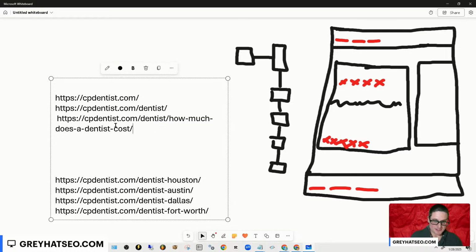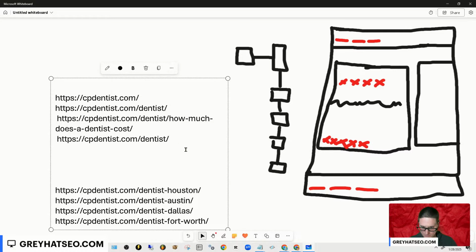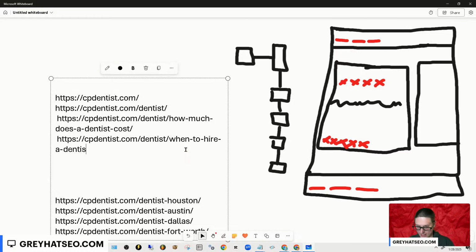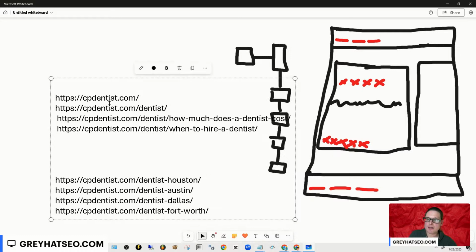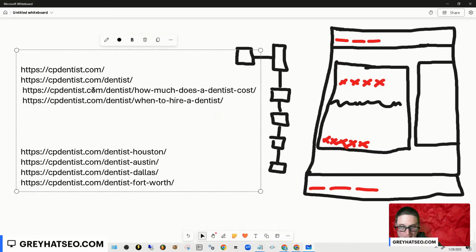With that being said, this is where you're going to, how much does it cost? Right? I'll do one more example. All right. Control C. I'll do one more example here. When to hire a dentist. Now, I didn't look these up. I'm assuming this is probably what it's going to be. But this is where you put your supporting content. Do you see now? You have a silo here. This is our brand. This is what we do. Here's our depth of concept. How much, who, what, when, why, where, how, and a best of. We covered all the bases.